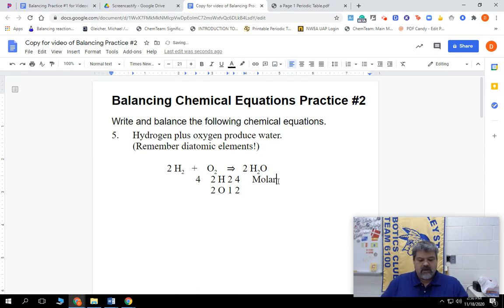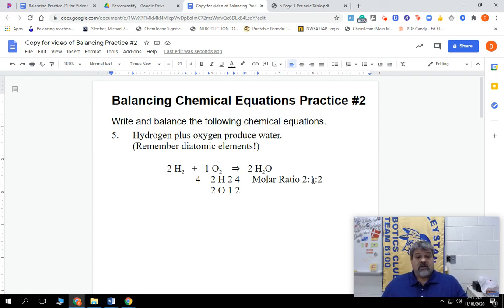So our molar ratio is 2 to 1 to 2. And again, we can put a 1 right there, where it's not necessary to have a 1. Sometimes it's easier for you to understand that there is a 1 there. There can't be a 0. Because if there was a 0, it'd say I have 0 oxygen, and I need at least 1 diatomic molecule of oxygen, or 1 molecule of oxygen.